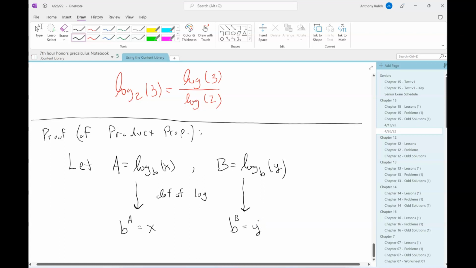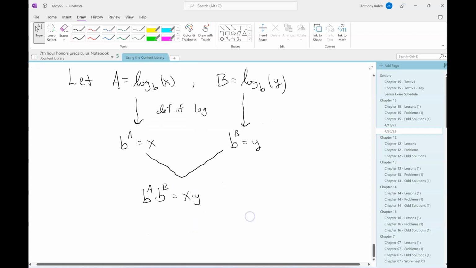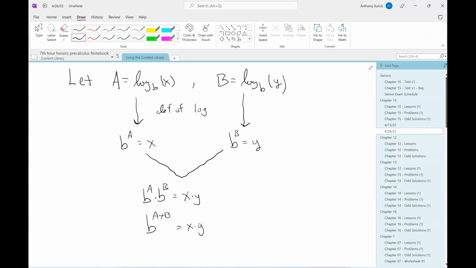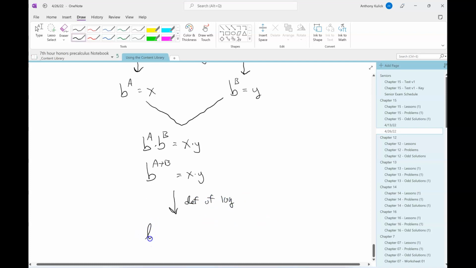Everybody's okay with that? I'm going to take these two exponential equations and now multiply them together. So I'll multiply the left-hand sides together and then multiply the right-hand sides together. B to the A times B to the B becomes B to the A plus B. Everybody's cool? This is now an exponential equation. So I can again use the definition of a logarithm to rewrite this as a logarithmic equation.